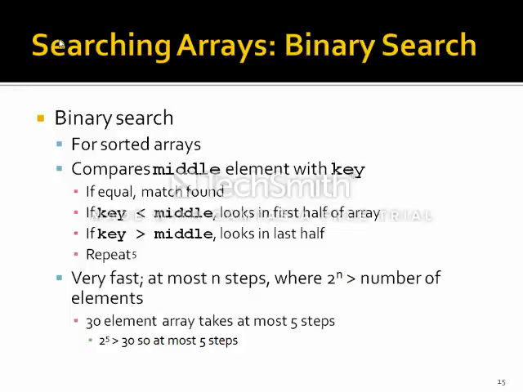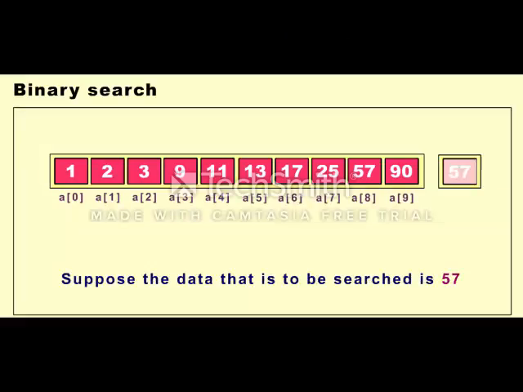This searching algorithm is very fast, at most n steps, where 2 to the power n is greater than the number of elements. So for a 30 element array, it will take at most 5 steps. Now we will see an animation for implementation of a binary search.